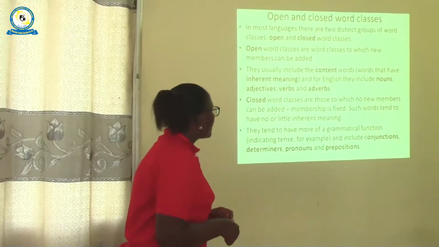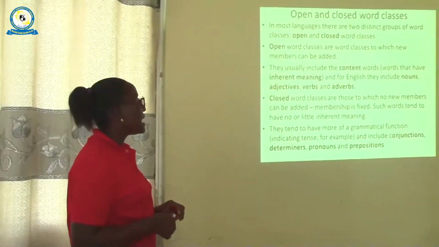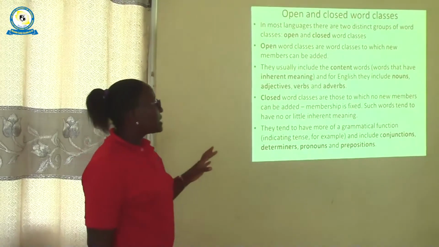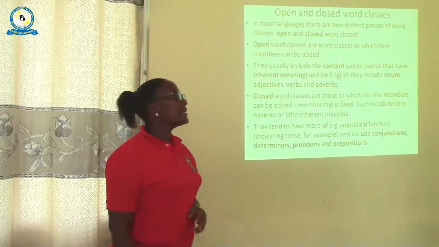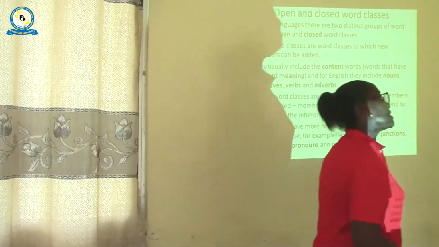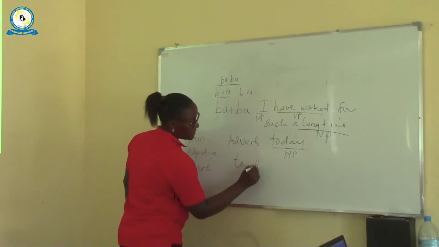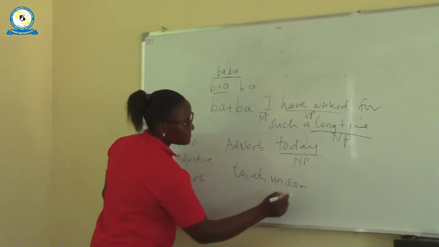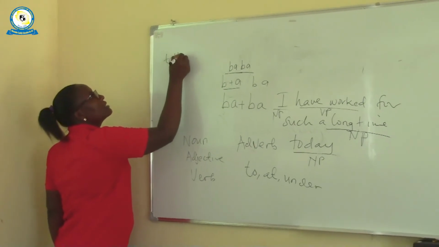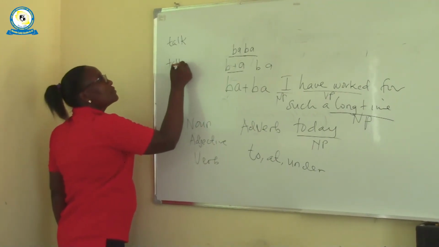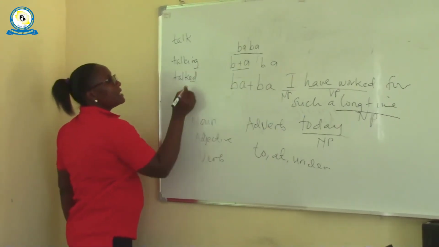But also closed word classes are the ones to which no new members can be added, because these words have no or little inherent meaning. For example, with a preposition, you can do nothing to it. To, at, under, you can do nothing. Different from a verb, talk. You can do a lot with this word. New members can be added.